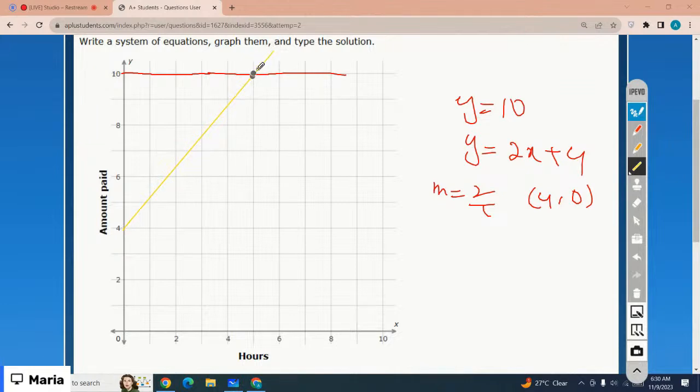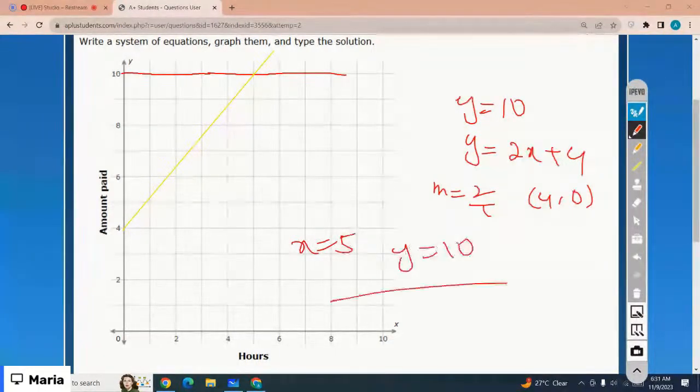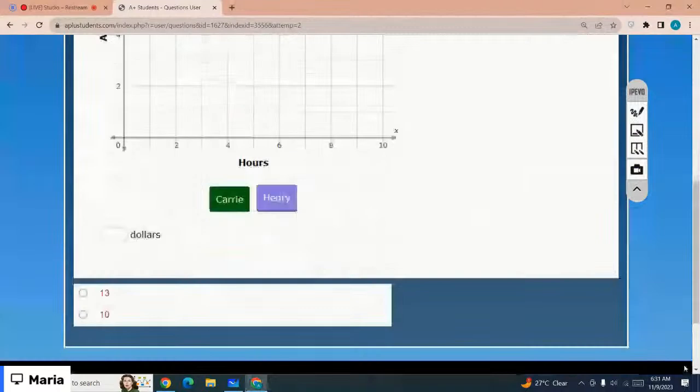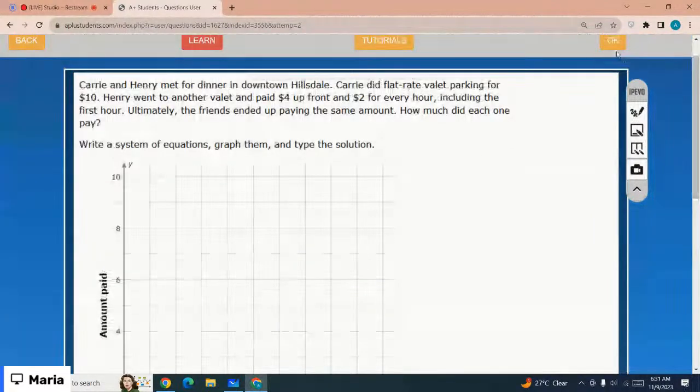So this is the point of intersection, right? Here you have x is 5 and y is 10. So the solution of the system of equations is x equals 5 and y equals 10, right? Okay, so x equals 5 and y equals 10, the $10 is the correct option, right? You have to see how many dollars. So it's 5 hours and $10 they have to pay. Got it?